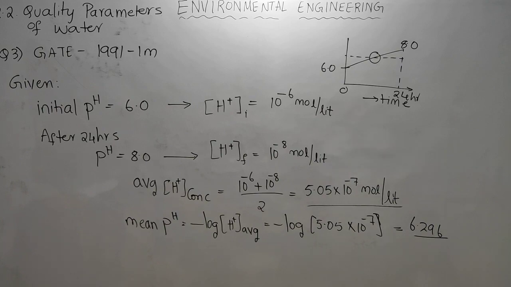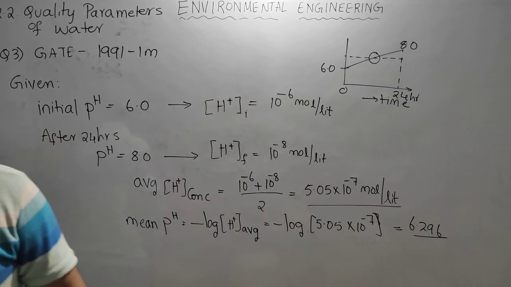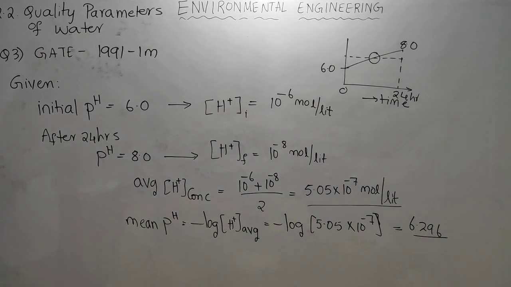So that is question number 3. Let us go to the next question, question number 4, again theory. 1992, 1 mark question.